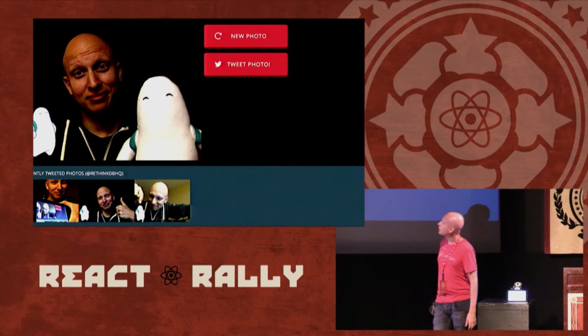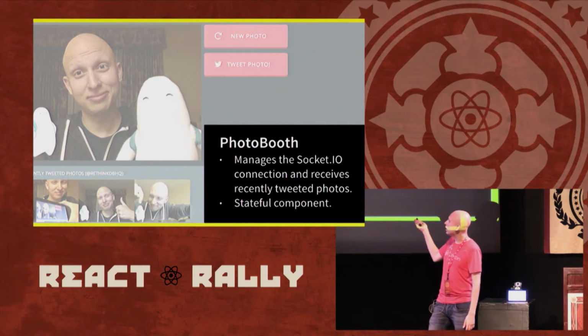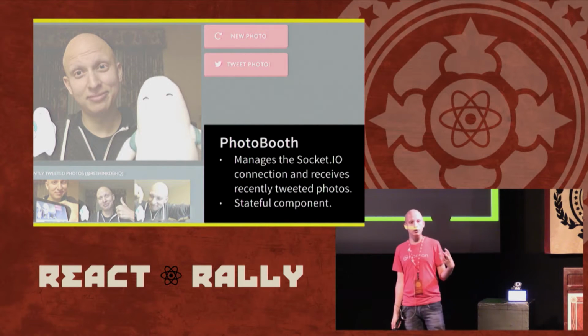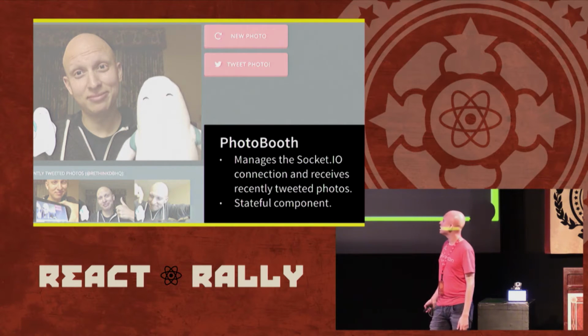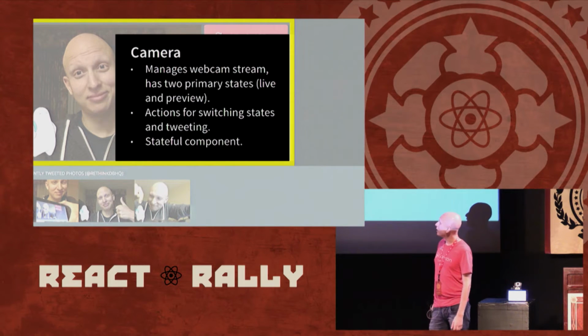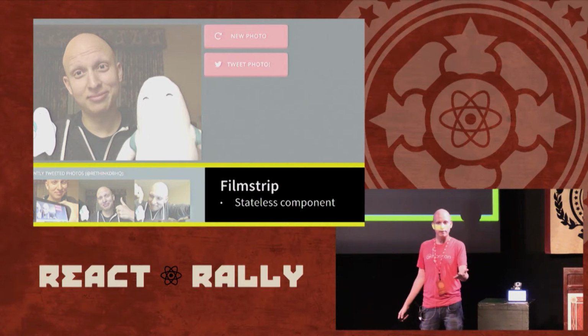This is an example of the user interface for the photo booth. So you can see that we have a main component which just manages a real-time connection using socket.io to the back end, to the front end, and is a stateful component. Otherwise, we have our camera, which has two states, live and preview modes, and can switch into other modes to be able to tweet photos out.